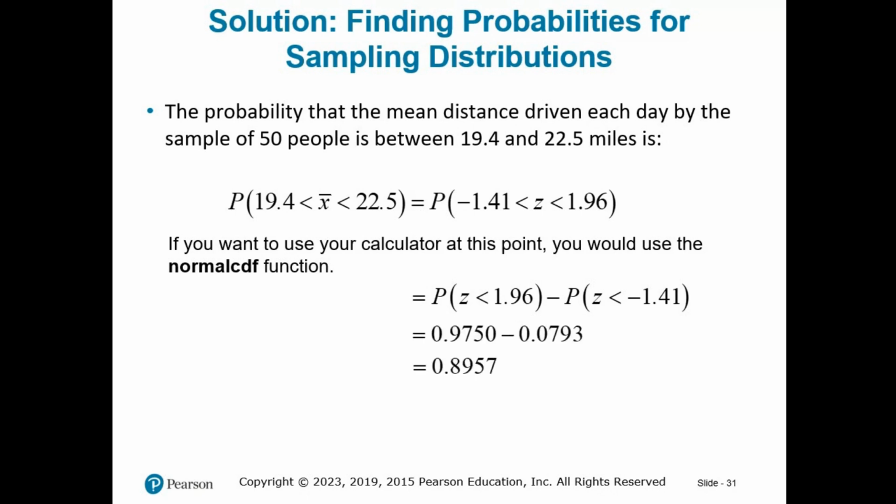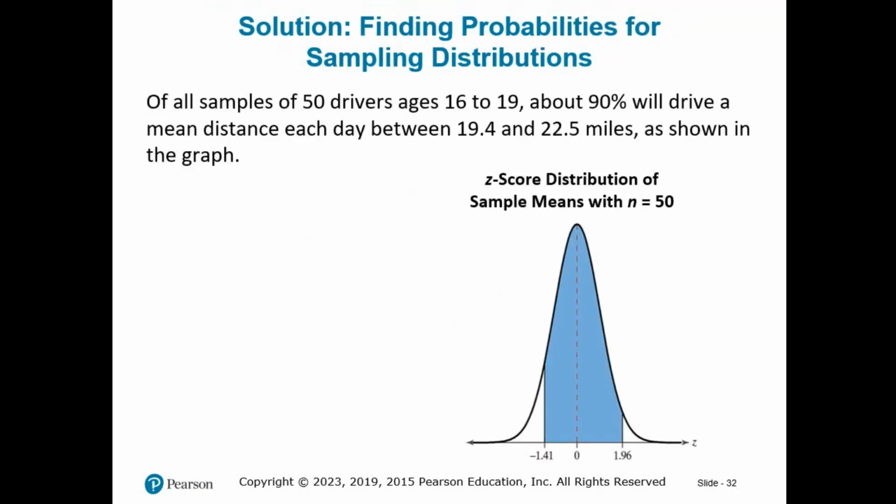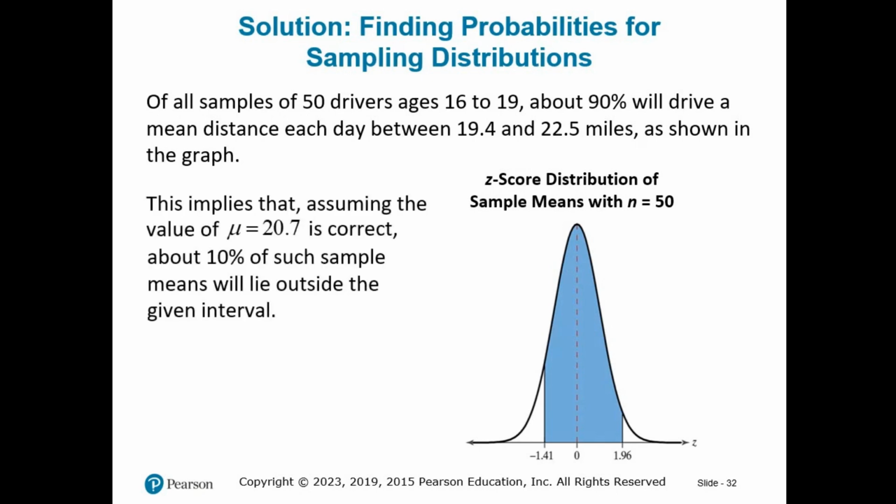And you should have gotten about 0.8957, which represents both the area between 2 points and the probability of something happening within that interval. In this case, the probability is 0.8957 or 89.57%. Of all the samples of 50 drivers ages 16 to 19, about 90% will drive a mean distance each day between 19.4 and 22.5 miles. This implies that about 10% of this type of sample will lie outside the given interval.